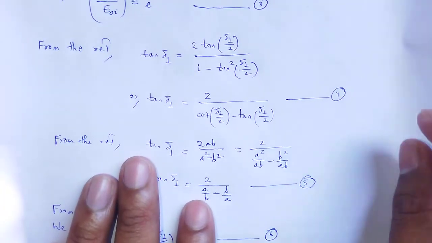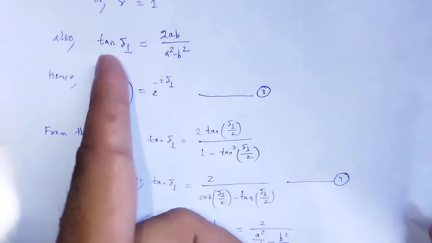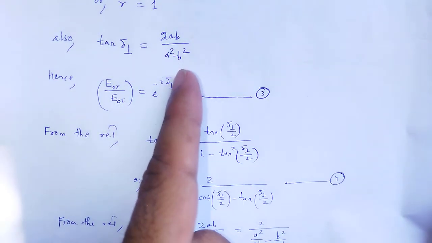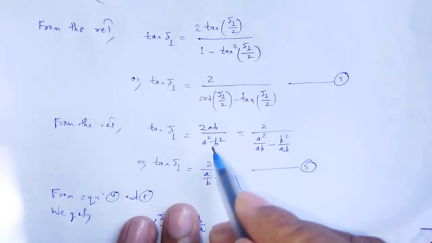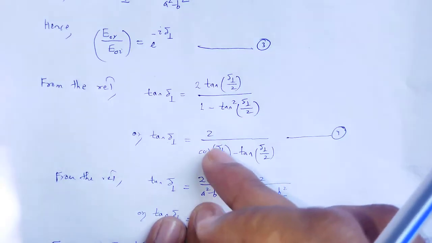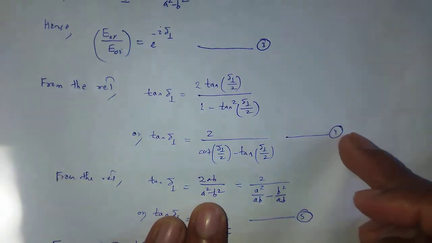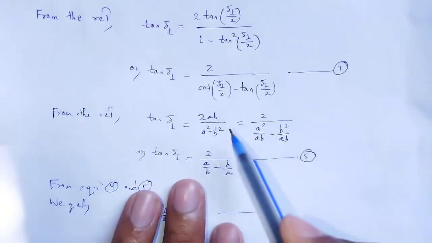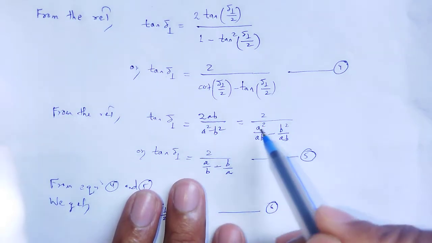Next, from that relation, as we said, tan delta perpendicular is equal to 2ab divided by a square minus b square. Comparing that with equation number 4, we can now simplify it.